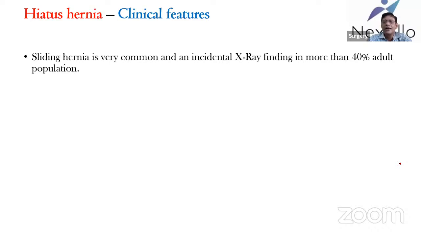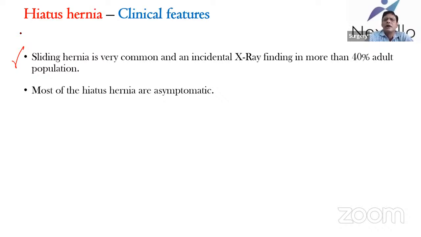The sliding hernia is actually very common, and it is an incidental X-ray finding in more than 40% of the adult population, meaning that almost 40% of the adult population has radiological evidence of hiatal hernia. And we also know that the sliding hernia is the most common variant of the hiatal hernia. Usually, the hiatal hernias are asymptomatic. They have very minor features. Usually, the features overlap with gastroesophageal reflux disease.